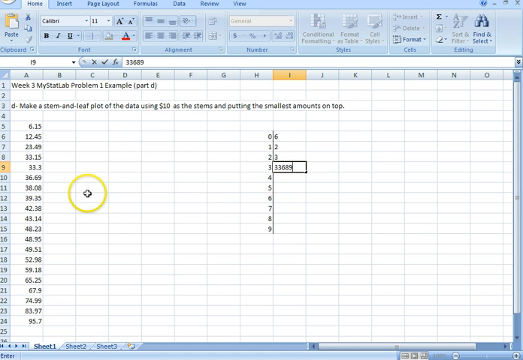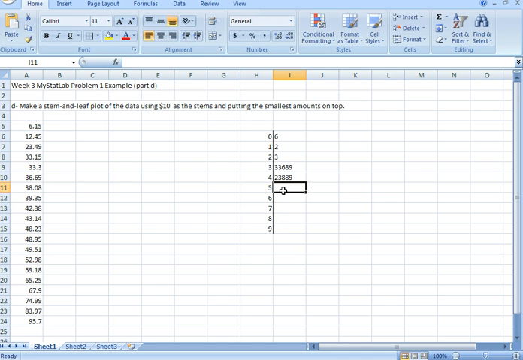We'll move on to the 4s. We have a few 4s here. So the first one is 42, so we'll put our 2. Then we have 43, so we'll go with the 3. Then we have 48, another 48, and 49. Then we'll move on to the 50s.